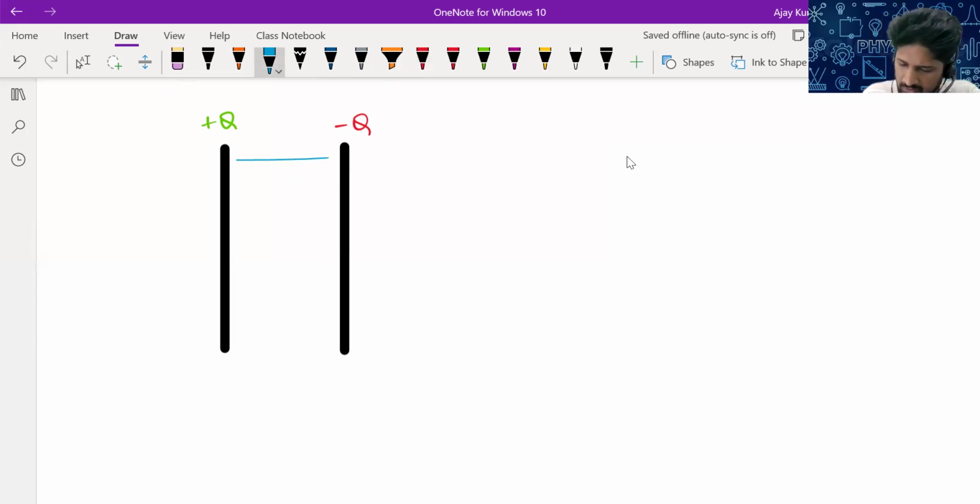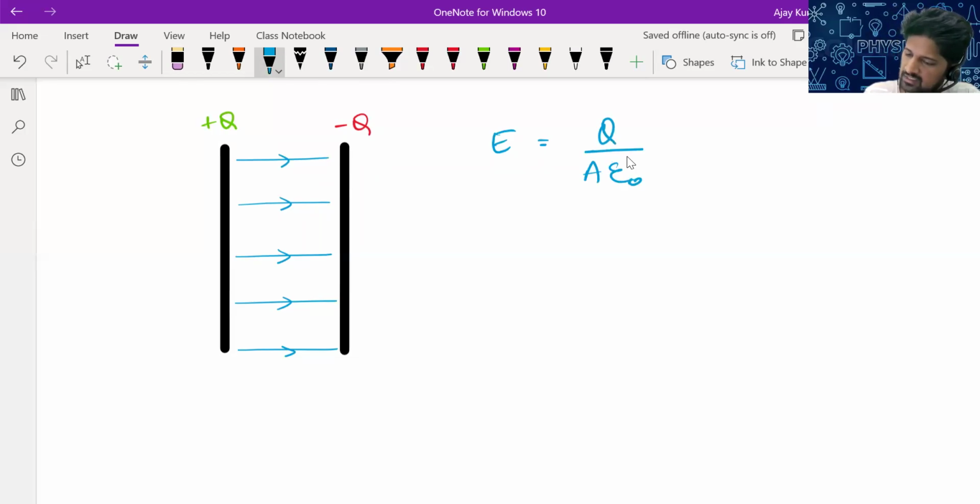Now, due to this plus Q minus Q, there will be a field between its plates. We even know how much that field is. It's like field created by two sheets. Each sheet creates sigma by 2 epsilon naught. Net field is sigma by epsilon naught, which is Q by A epsilon naught. That is the net electric field between the plates of the parallel plate capacitor.